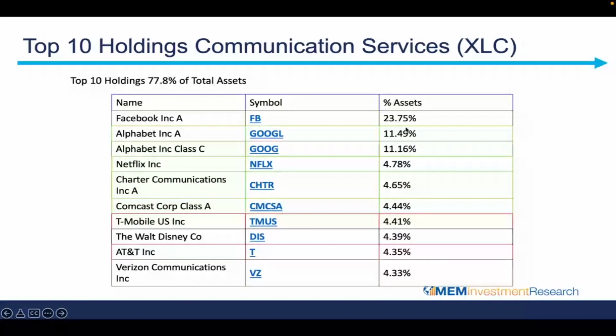Facebook is a 24% component of this sector. And for those of you that follow the markets closely, you may know that Facebook has fallen out of bed, for lack of better wording, but it has had a very tough period here of late. And then Google up here in the forefront. So we have 45% of this sector being moved by these very large components. Netflix up here at the forefront as well, and Disney and some other well-known names.